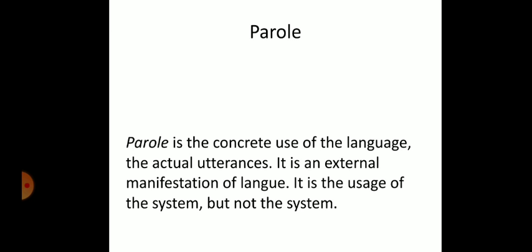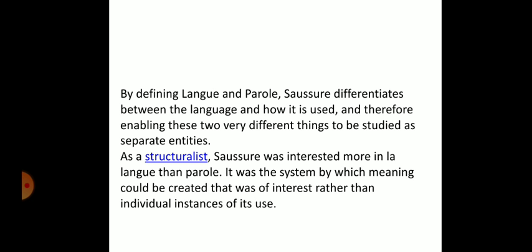So in formal terms, we may say that parole is the concrete use of language, the actual utterances. It is an external manifestation of language. It is the usage of the system, but not the system itself. Yes, it is very important. It is not the system. The system was Lang, and the use of the system is called parole. By defining Lang and parole, Saussure differentiates between language and how it is used, therefore enabling these two very different things to be studied as separate entities.